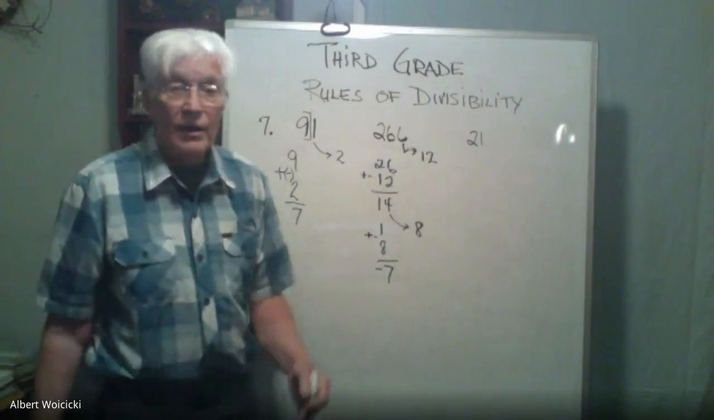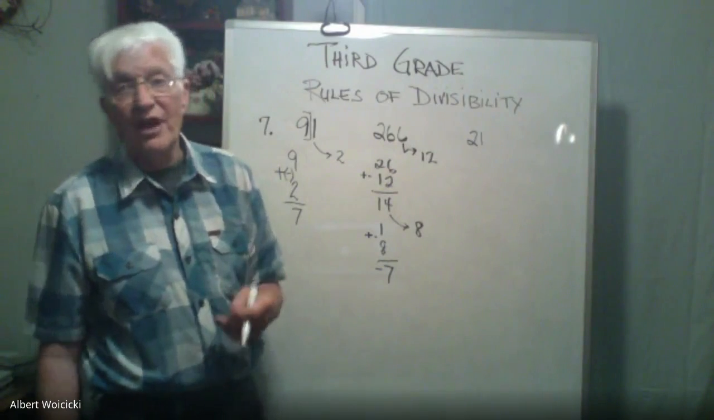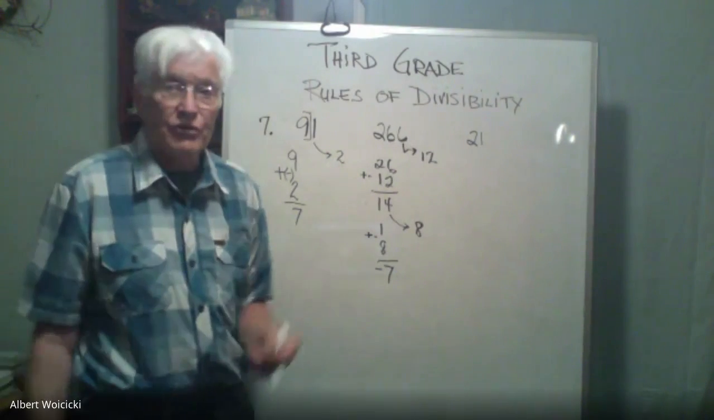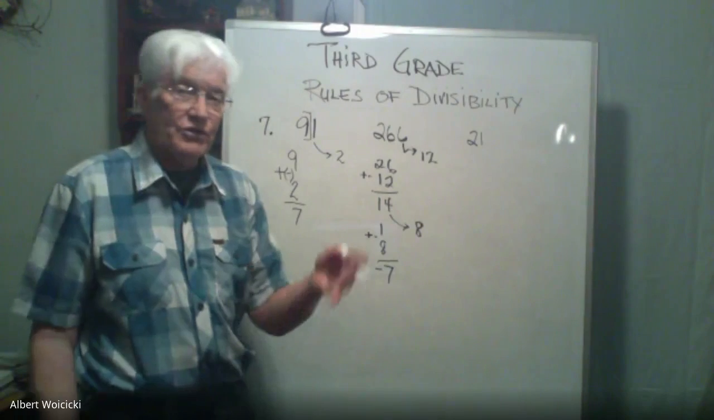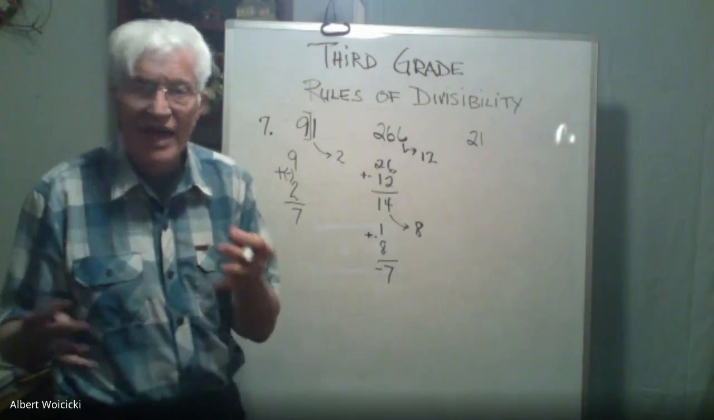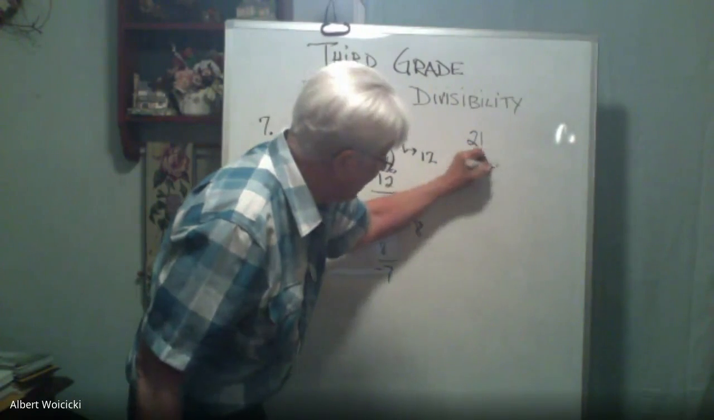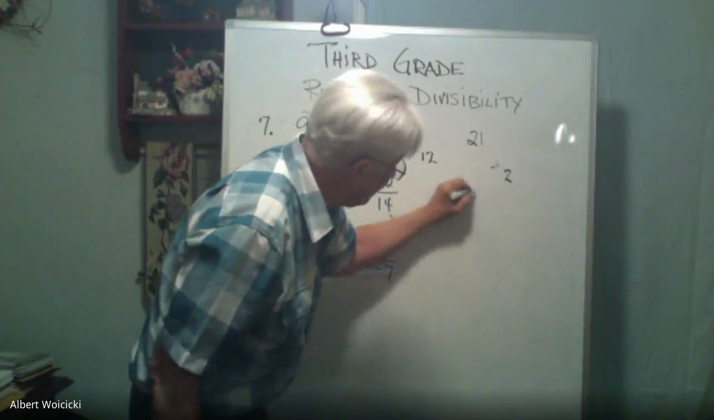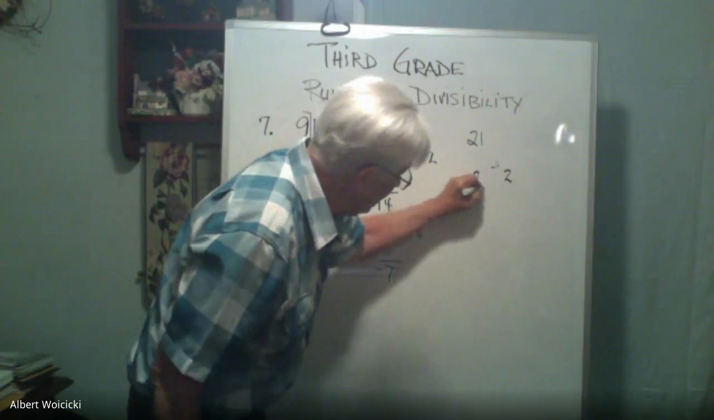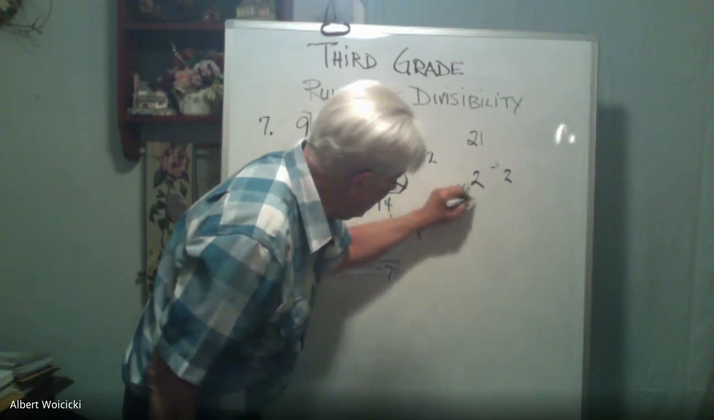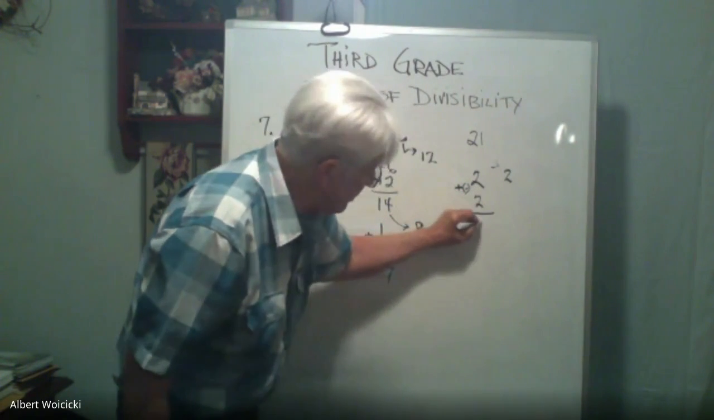Now, 21, we know is a multiple of 7 because 7 goes into 21 3 times. That's a fact. But let's do this. We'll peel that off and we'll double it and then we'll subtract. We get 2 plus the opposite of 2. What does it give us? 0.